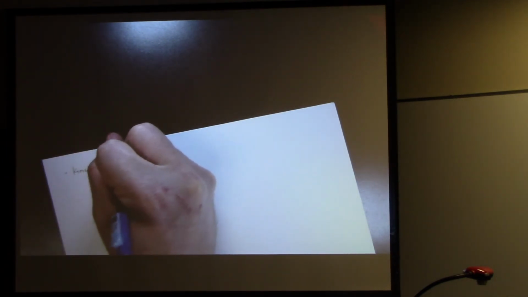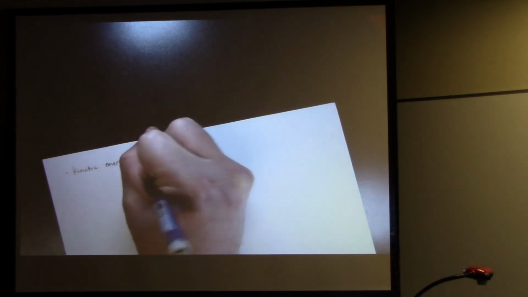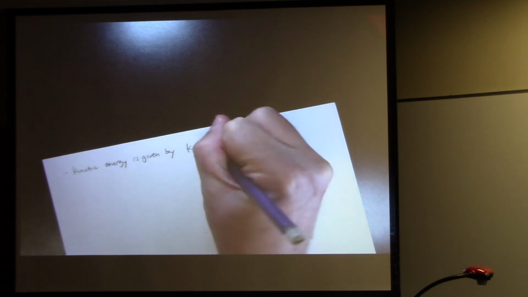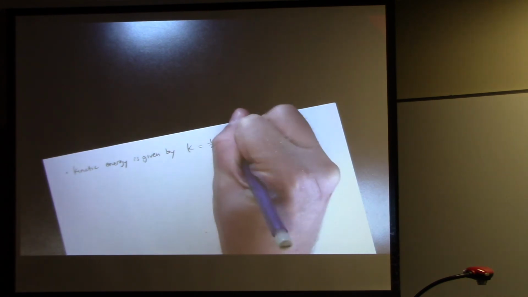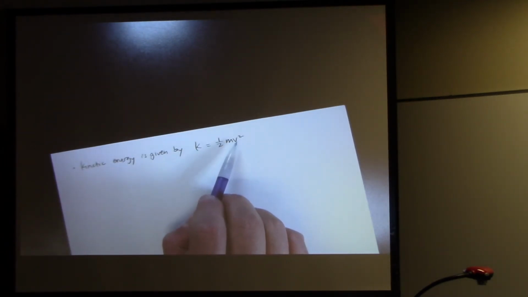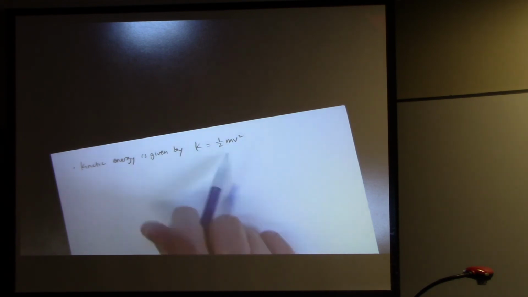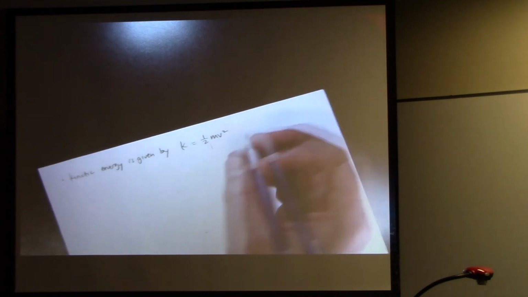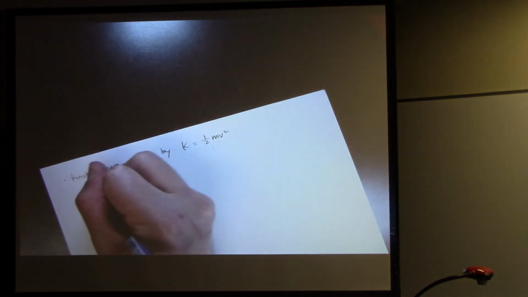So remember that kinetic energy is given by K = 1/2 mv squared. If the question is, find the kinetic energy at the end of the motion when it exits the cyclotron, I need to know the speed. So I need to find the final speed.